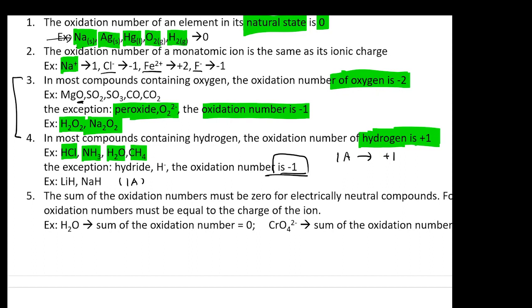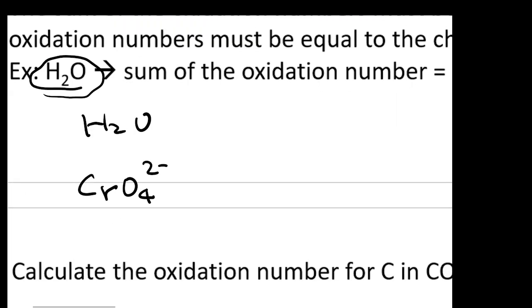Another thing you will see a lot, even though I did not put it here, but I want to mention to you: if you look at the halide group, if they form a compound, they always carry -1. So I would suggest that you also put this in here. The very last rule to determine your oxidation number concerns charge. Your H2O did not carry any charges, but your CrO4 2-, it carries -2 charge. So H2O is actually neutral, but CrO4 2- carries -2 charge, right?